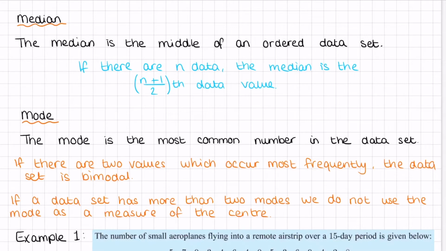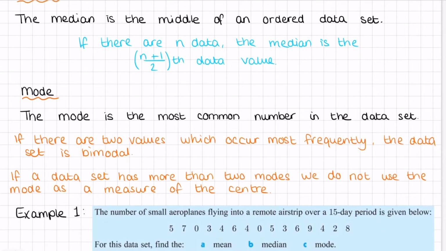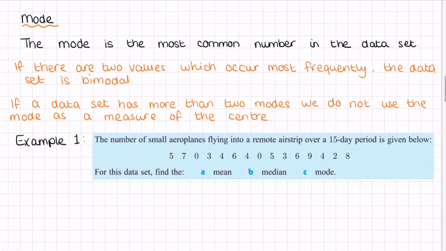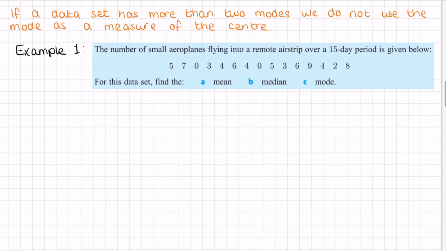Now we have an example here. The number of small airplanes flying into a remote airstrip over a 15-day period is given below. For this data set, find the mean, median, and mode. So nice and easy. This hopefully will just be revision for all of you.